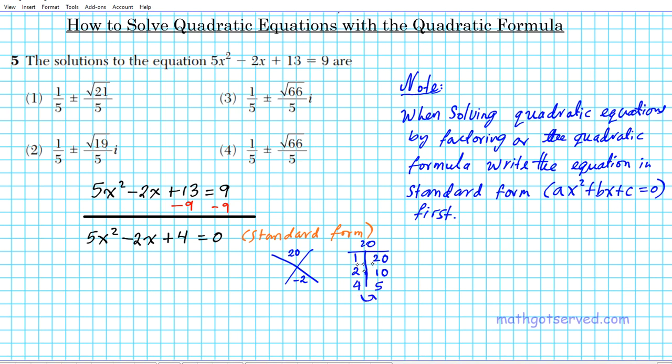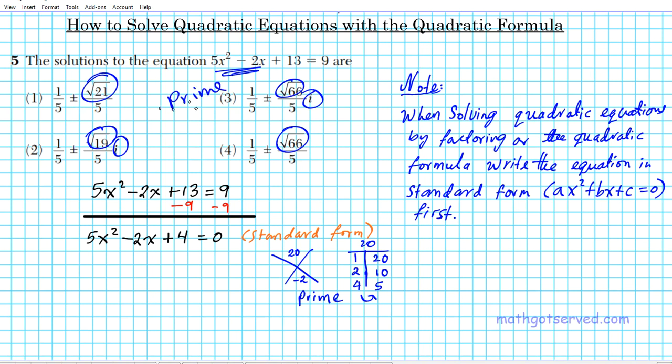Now, look at these pairs and ask yourself, are there any pairs that add or subtract to give you negative 2? 1 and 20 give you 21 and 19. 2 and 10 give you 12 or 8. 4 and 5 give you 9 or 1. None of them work. This equation is prime. That is why we have to resort to the quadratic formula. As indicated before, when you see radicals or imaginary numbers, that automatically tells you the equation is prime and not factorable.